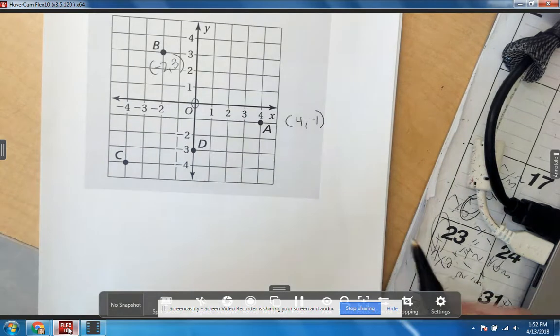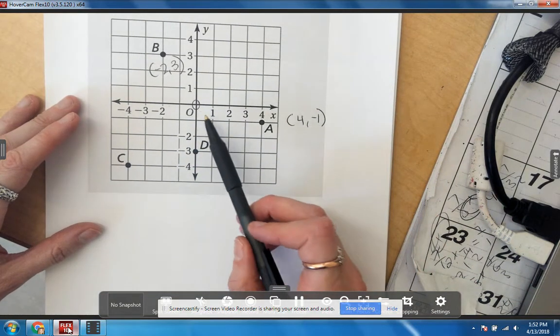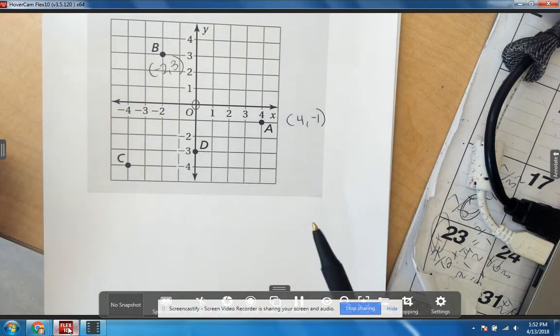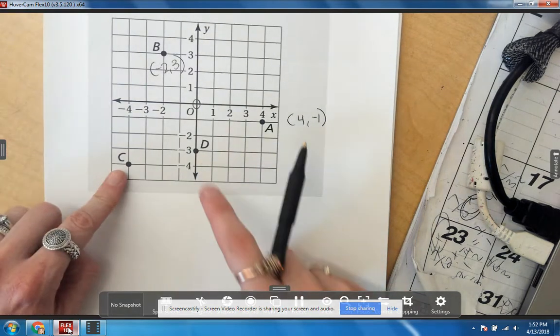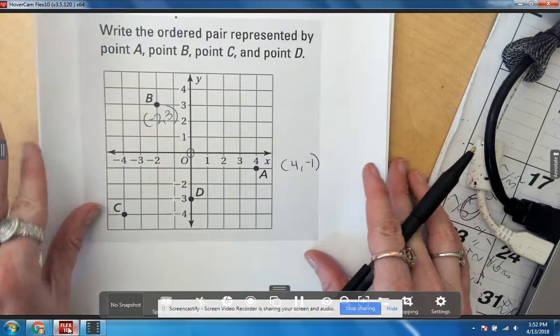On the back of your notes, you literally just have to write down the coordinates. So pause here. And you can just kind of count on here where you're going. So right or left first, and then up or down. So you tell me what point C and point D are. Okay, so pause and try that one.